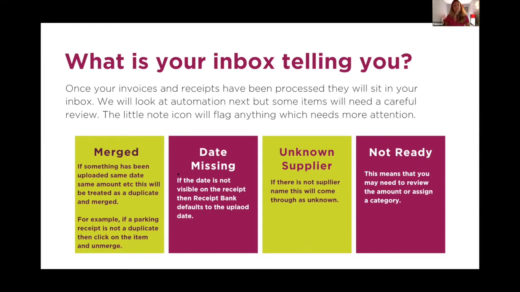Unknown suppliers: not everything has the detail on there. Sainsbury's are one for going on both sides of a receipt. So if anything's an unknown supplier, have a quick review of that to make sure it doesn't come through into Xero as an unknown supplier. We can correct that there. And anything that's not ready basically means, as Frankie showed us, that it hasn't got an expense category assigned, and just needs a little bit more attention.